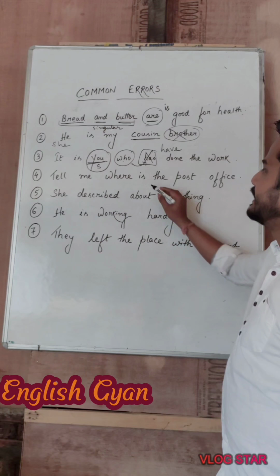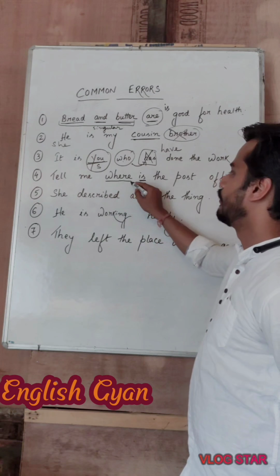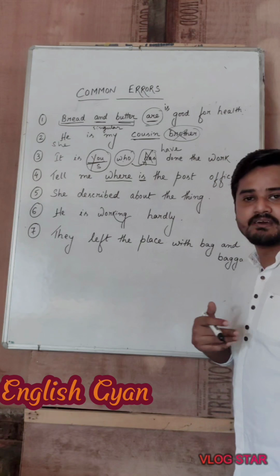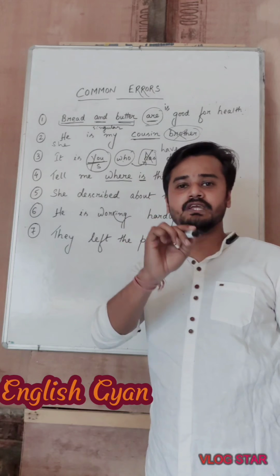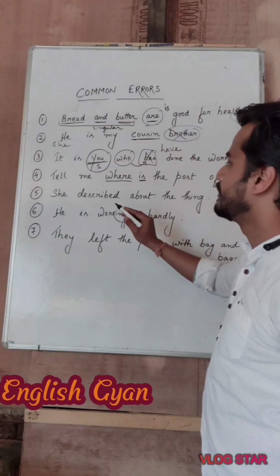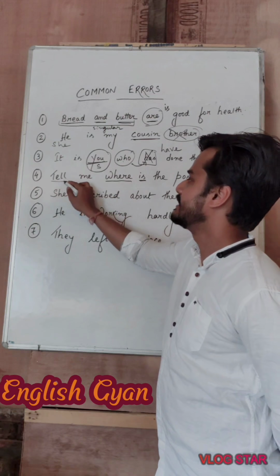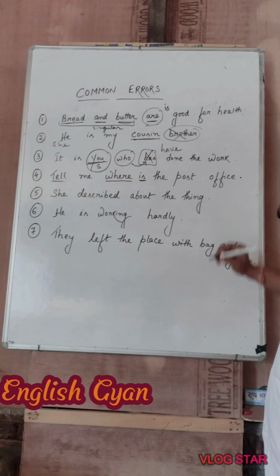The error is that we have used the auxiliary verb is after where. Some of us may find it a bit tricky, because whenever we use any question word, we use the auxiliary verb right after it. But here we must remember that this is an imperative sentence, because it starts with tell, it starts with a verb, and there is no question mark at the end.